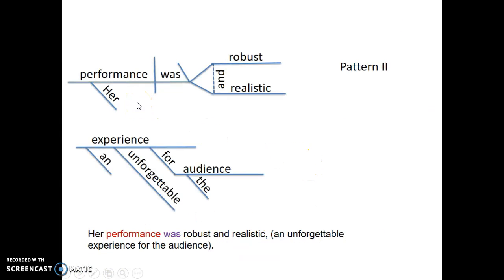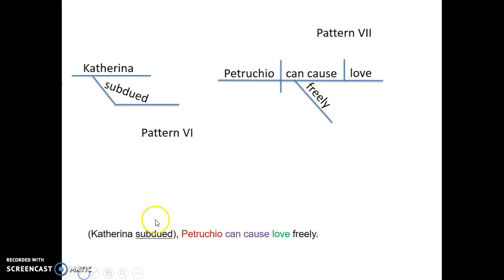The next one we have, performance is the subject, was is our be verb, and then we have 2 adjectives. So we put our backslash showing that we've got subjective complements. So subject, be verb with adjectives as subjective complements makes the first part a pattern 2 sentence. And then we have the appositive, and again we've got a noun, experience, with just modifiers. So we've got our indefinite article, our adjective, and the prepositional phrase that are modifying. There's no verb there, so we don't need to worry about a sentence pattern. So that one is done.